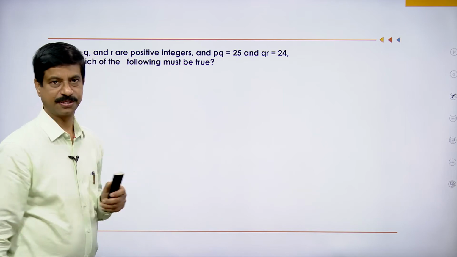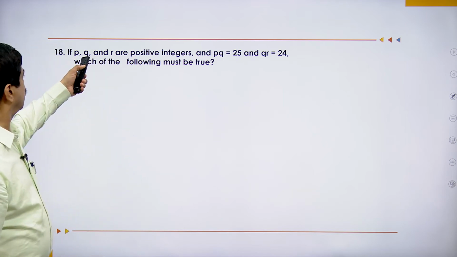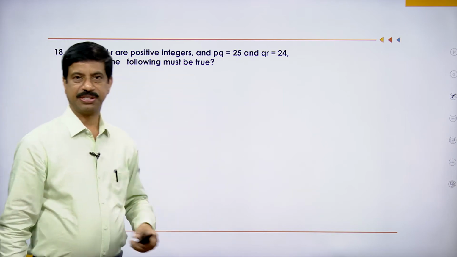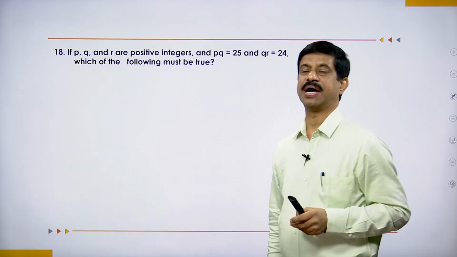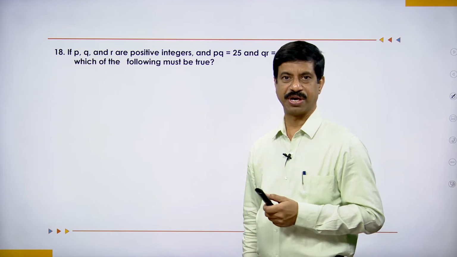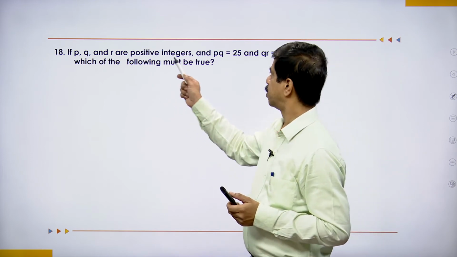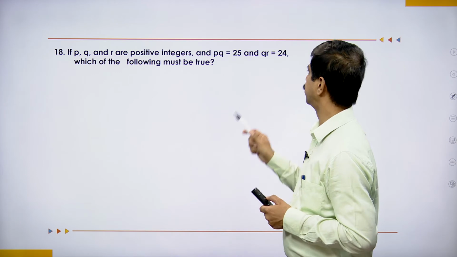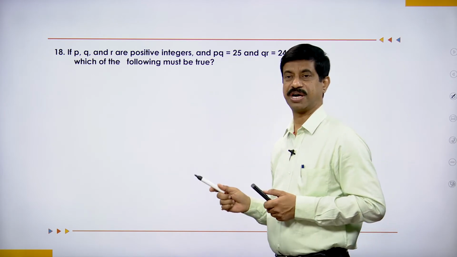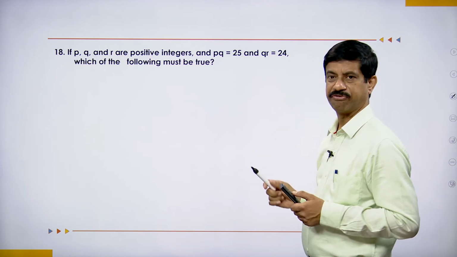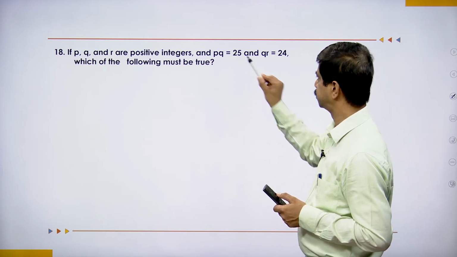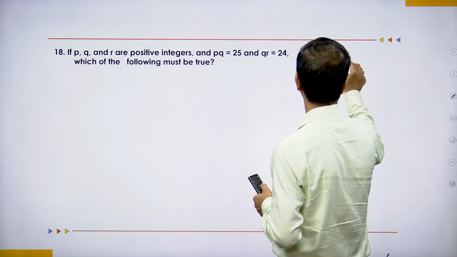So look at this. P, Q and R are positive integers. So it's a condition. Condition should be kept in mind, so they may be used somewhere. P, Q, R positive integers and PQ is 25 and QR is 24.